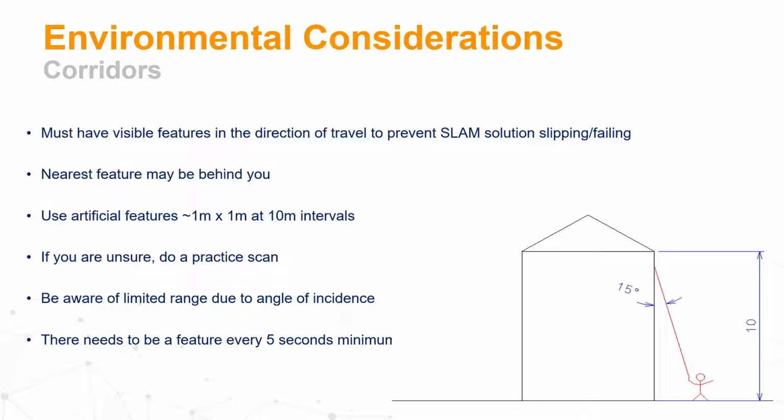Okay, for capturing with a SLAM system, having features is a must. Something to keep in mind is the nearest features might be behind you, so you might want to point the system so it can see those features all the way as you walk. Any artificial features can be used if they are not already in the environment. Anything within 1 meter in size, and recommended would be placing them at 10 meter intervals.